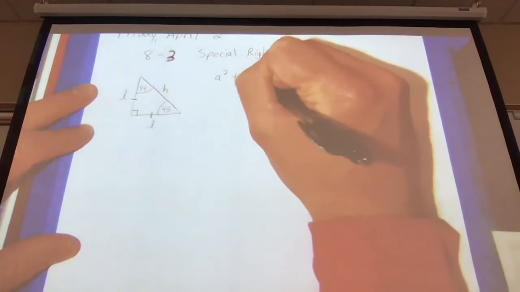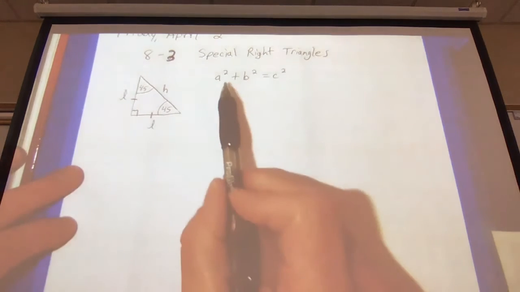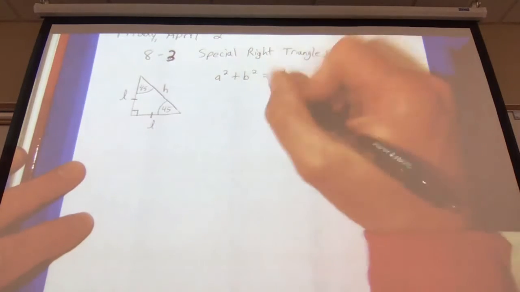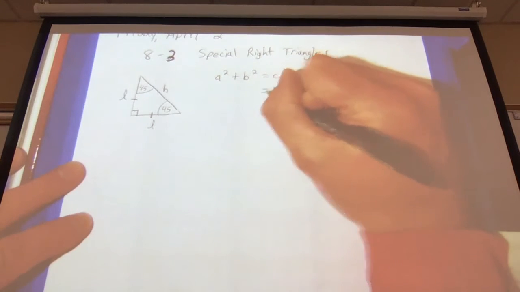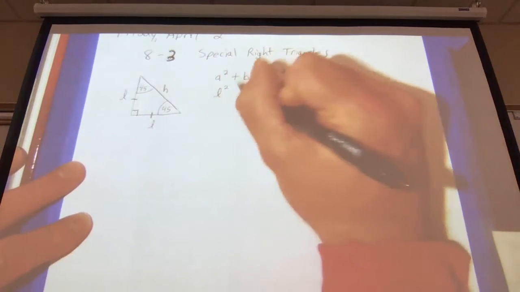Since you have a right triangle, we can find missing sides by doing a squared plus b squared equals c squared. And we usually start with the c. C is your hypotenuse, which is h. And then the a and the b on this one are going to be the two legs, which are both L.